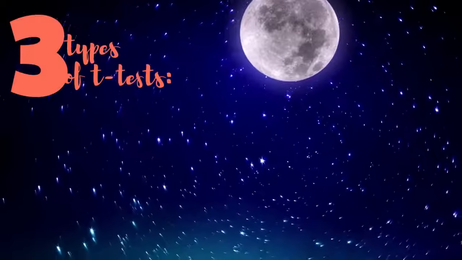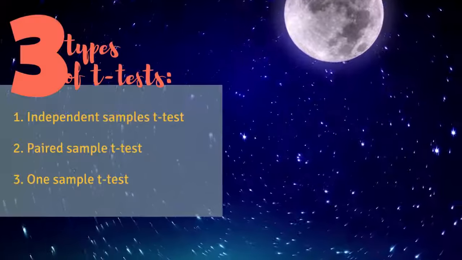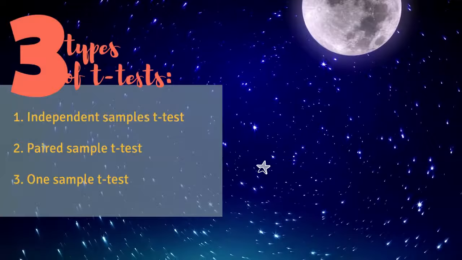There are three main types of t-test: an independent samples test, which compares the means for two groups, a paired sample t-test, which compares the means from the same group at different times, and a one-sample test that compares the mean of a single group against a known mean. Let's explore each in further detail.